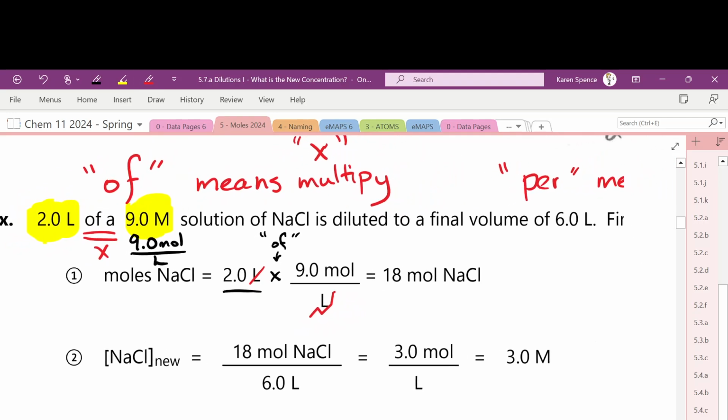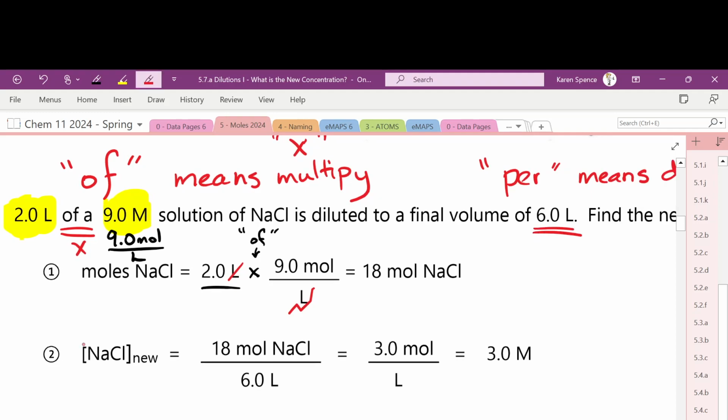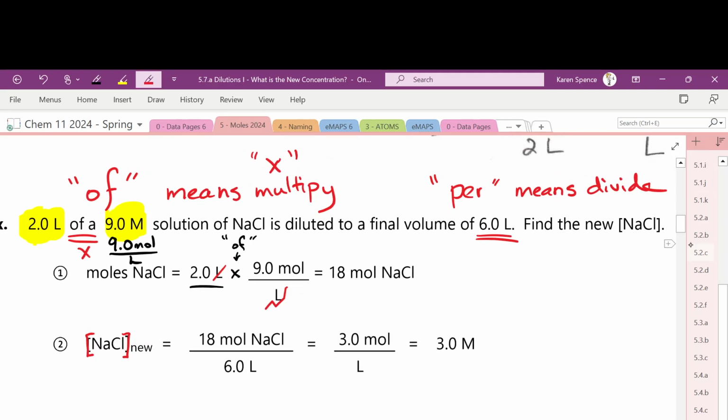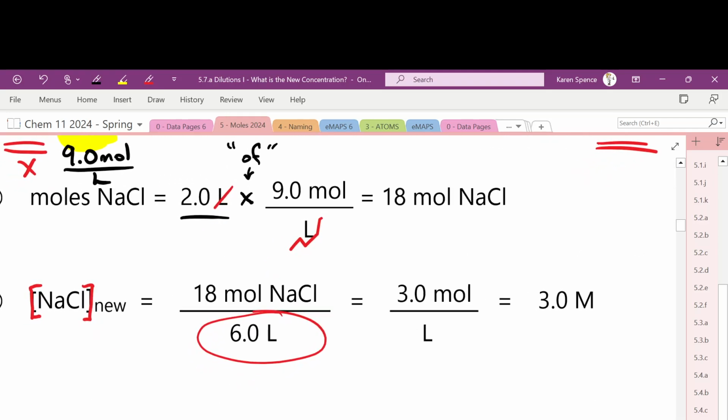Now, our new concentration, our final volume, is 6 liters. So our new concentration is equal to 18 moles divided by 6 liters. Find the new concentration of NaCl. So our final volume is 6 liters, because remember, molarity. Is molarity a conversion if we're trying to find molarity? Molarity is a division calculation.